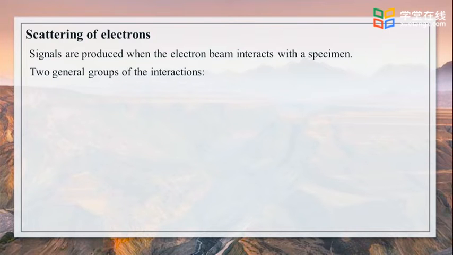Firstly, some basics. In the scanning electron microscope, a number of different types of signals are produced as the electron beam interacts with the specimen. A large variety of electron beam specimen interactions result from the collision of the beam electron with the electron or nucleus of the specimen atoms. These interactions can be divided into two general groups.